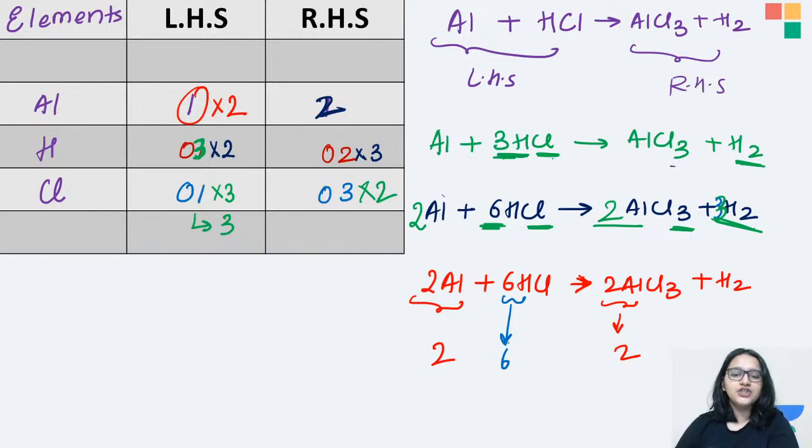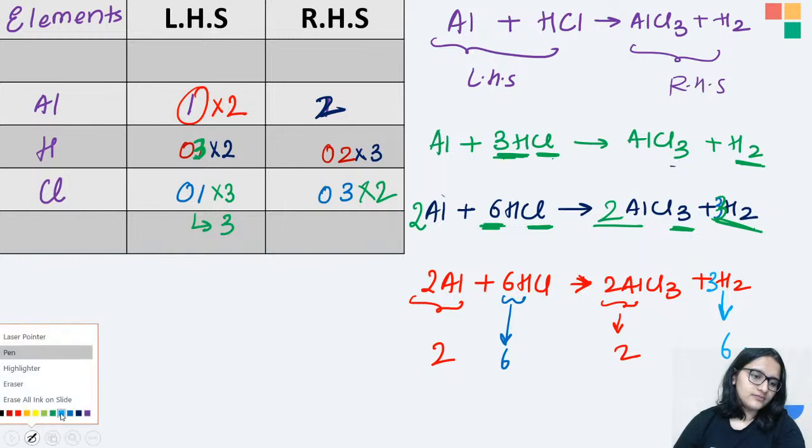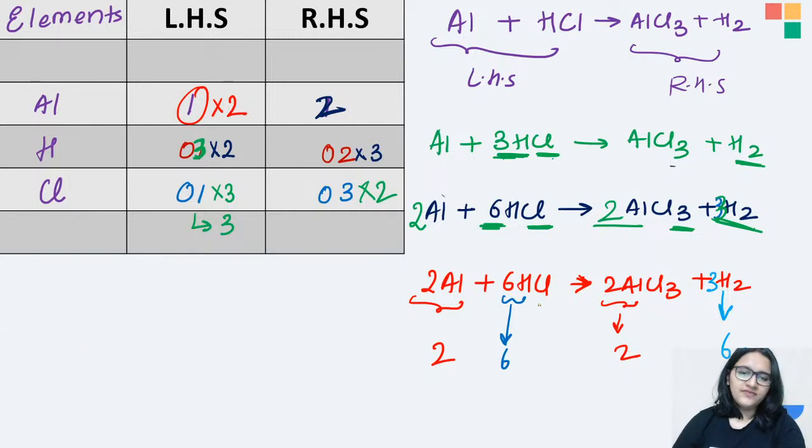I have 6 H on the left hand side. How many H do I have on the right hand side? We have 6 H on the right hand side also. How many chlorine do we have on the left hand side? Yes, we have 6 chlorine on the left hand side and we have 3 and this 2, so we already have 6 chlorine. So yes, this reaction is a balanced reaction.